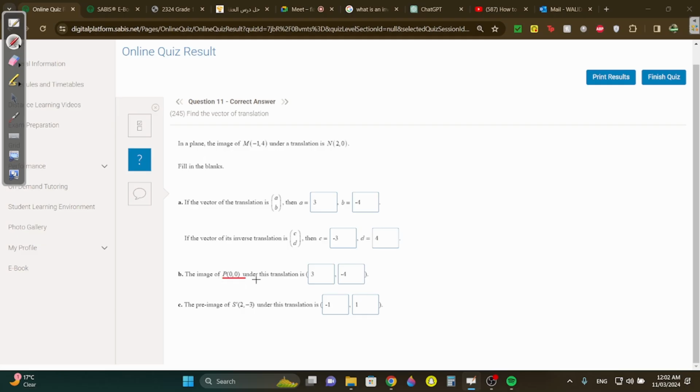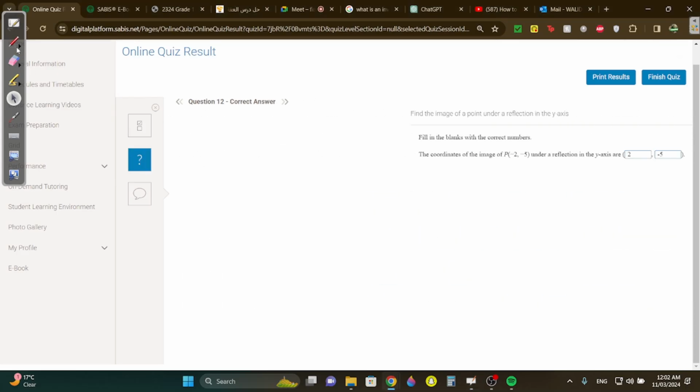What's the image of P under this translation 3, minus 4? 0, 0 becomes 3, minus 4. What's the pre-image of S under this translation? When you're working with translations and you want the pre-image of anything, it's a good idea to find the inverse translation. Since you want the pre-image, it's before, so we're going backwards, so we use the inverse. Negative 3, positive 4: 2 minus 3 is minus 1, minus 3 plus 4 is 1, so you get negative 1, 1.